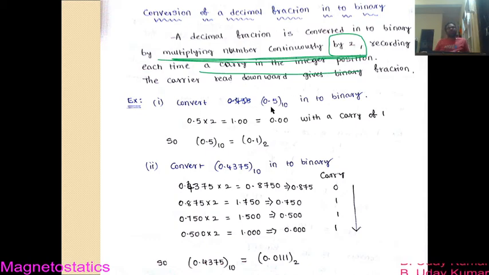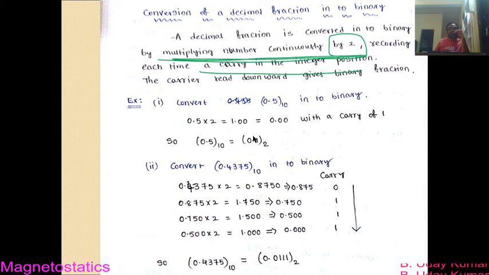So how do we convert this 0.5 to the base 10 into binary? You know that while converting a decimal fraction into binary, you just have to multiply it with 2, that's all. So now 0.5 is multiplied with 2. What are you getting here? You are getting 1.00. Here the value is greater than 1, and hence this 1 becomes carry now. After removing this 1, which moves on to the column of carry, nothing will be left here, and hence you can write it as 0.00 with a carry of 1.